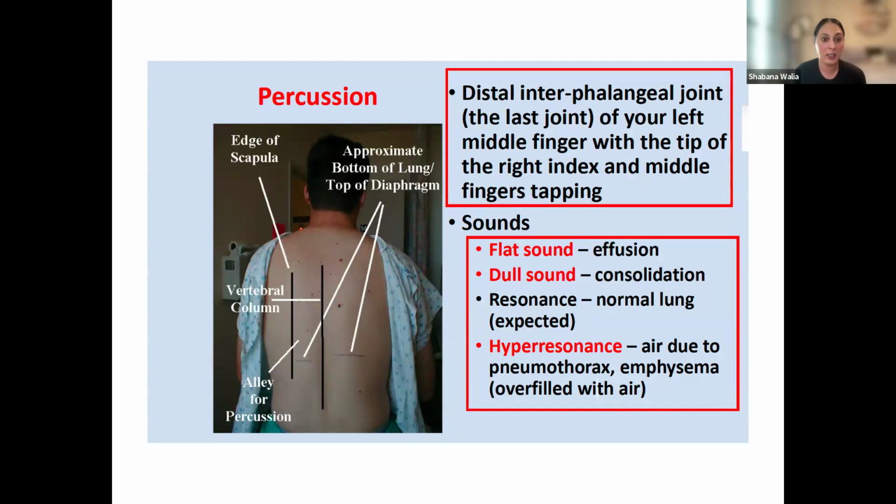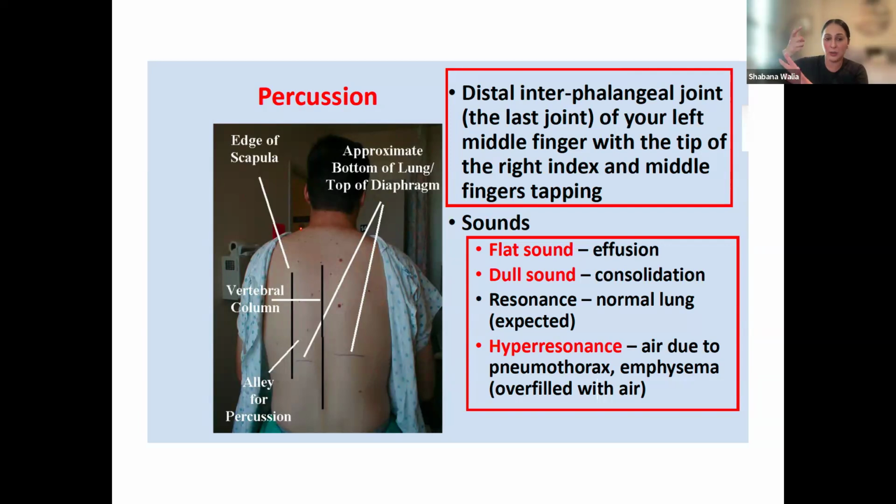You can always YouTube it, Google it, but you're going to go at the edge of the scapula. It's easiest to do this posteriorly, obviously, because of the liver, abdomen, and then breast tissue. But you're going to go laterally to the vertebral column at the edge of the scapula and use your distal interphalangeal joint, so the DIP, with your left middle finger.